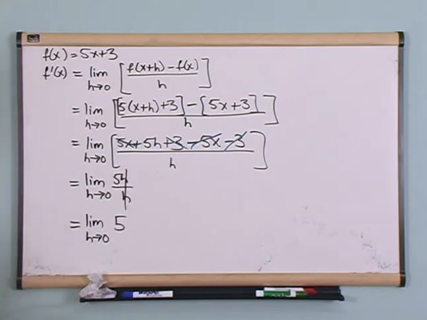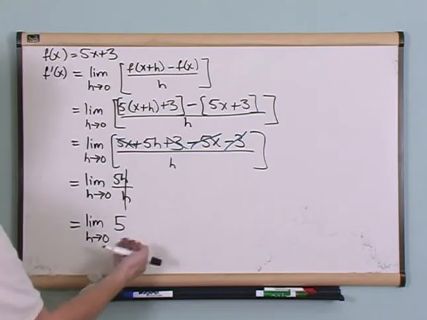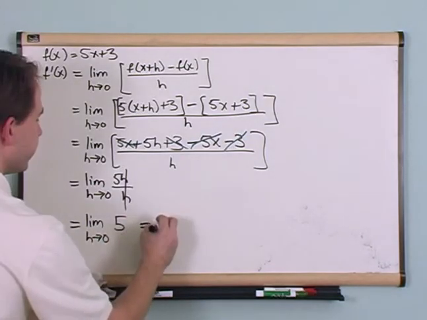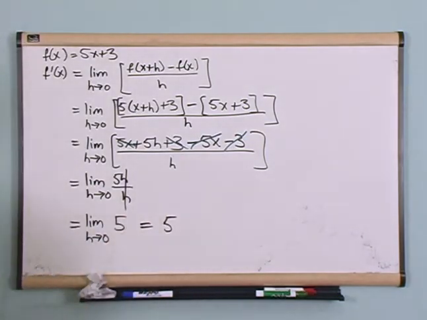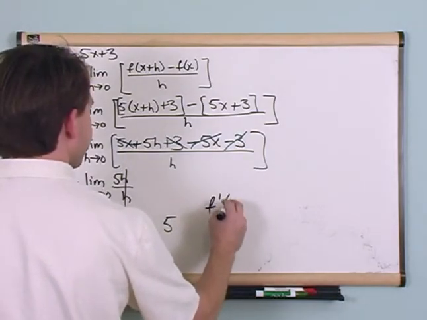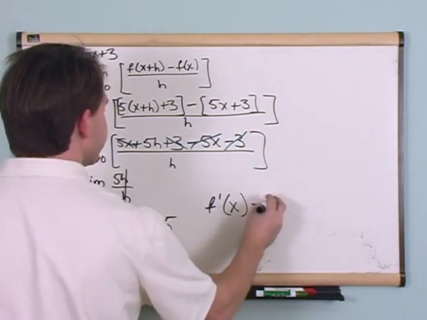Now this looks goofy. I'm taking the limit as h approaches 0, but there's no h anywhere. Well, that means there's no dependency on h, so I don't even have to do anything to it to take the limit. So the answer is just 5. So what that means is the derivative of f of x is equal to 5.